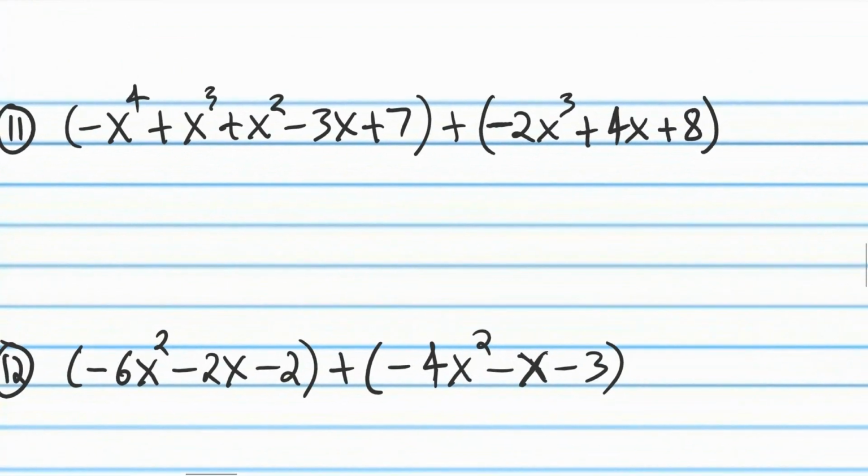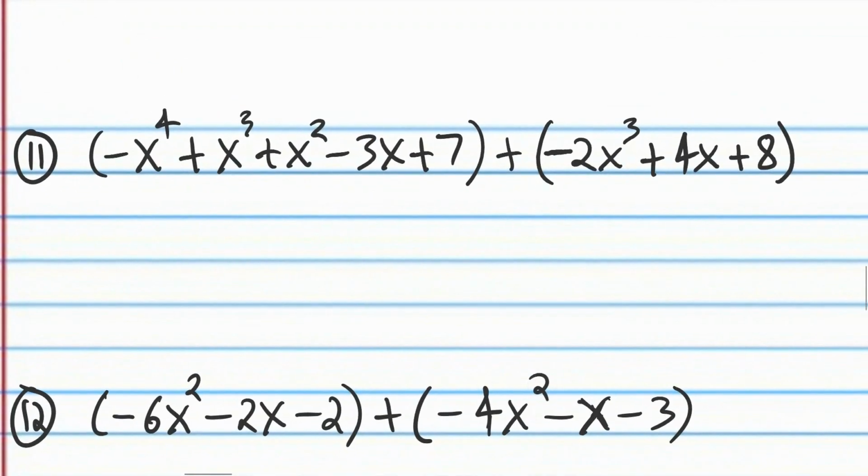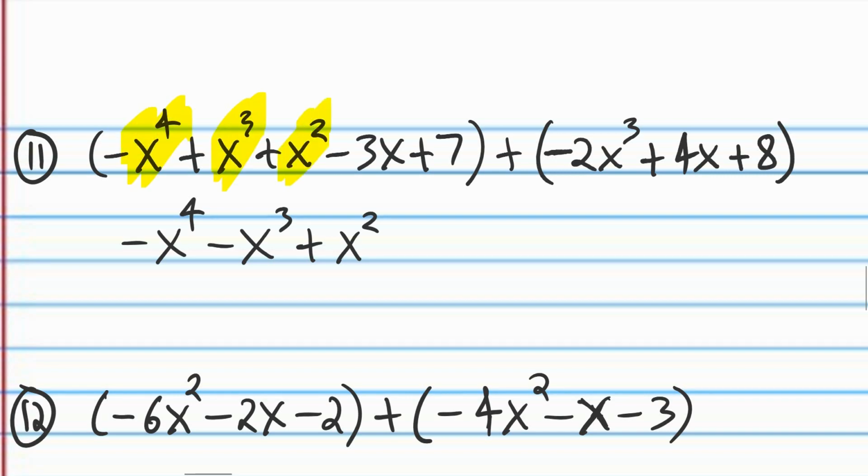Go ahead and try number 11, and when you come back, we'll do it together. All right, we're back. The highest power is the first term here, so that's negative x to the fourth. Then we have x cubed minus 2x cubed is negative x cubed. And let's see, we have x squared, nothing to combine it with. And let me go ahead and start marking some of these out so I don't confuse myself.